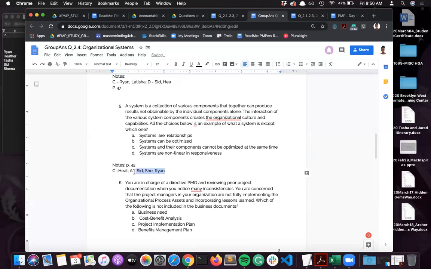Ouch! That hurt. The last relationship burned me. Yeah, the answer is A, and you can check page 42. It lists everything a system is. So A, systems are relationships, just came from the governance framework, which you were burnt from before. Absolutely.